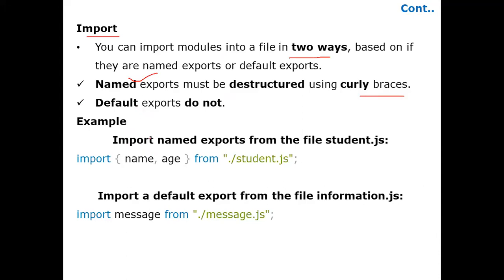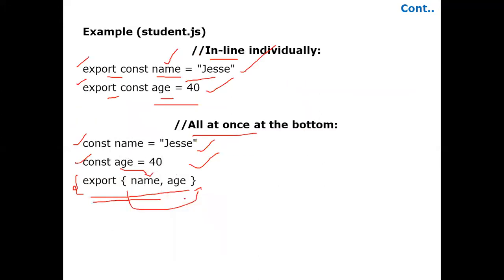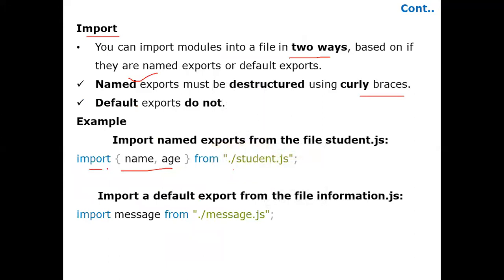See the example. For named exports, what are the named exports we have? Export of curly braces, name, comma, age. In the previous example, you exported as a named export, export of the curly braces, name, comma, age. Now to import, the file name is student.js. So import curly braces of name, comma, age from which file? ./ means current directory, student.js. This is called importing named exports from the file student.js.